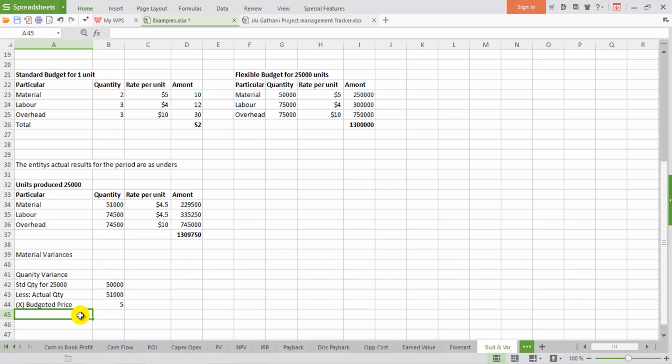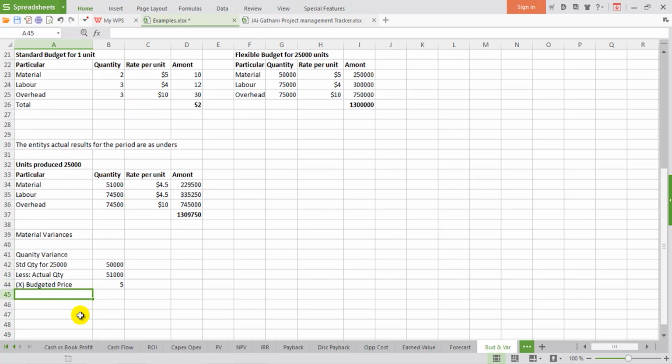However, in case of price variance, you compute using the actual price. It's going to come up in a while. Have some patience for it. That's it. So your variance is going to be how much? 1,000 negative. That is 5,000 unfavorable variance. It's going to be unfavorable.